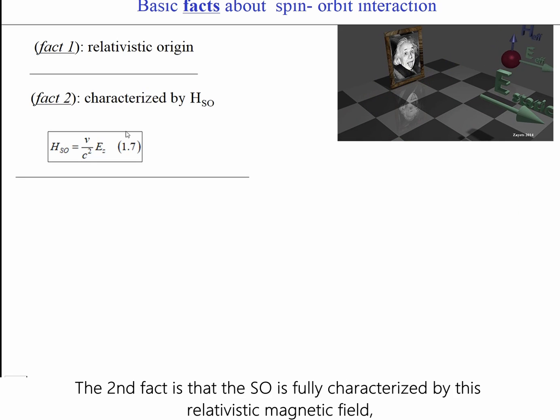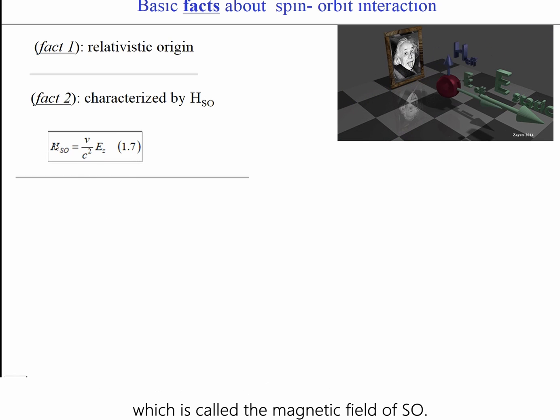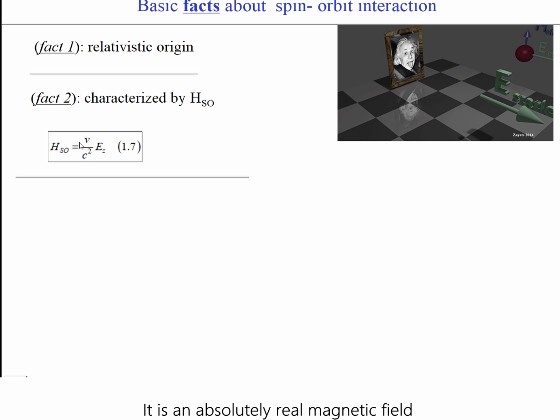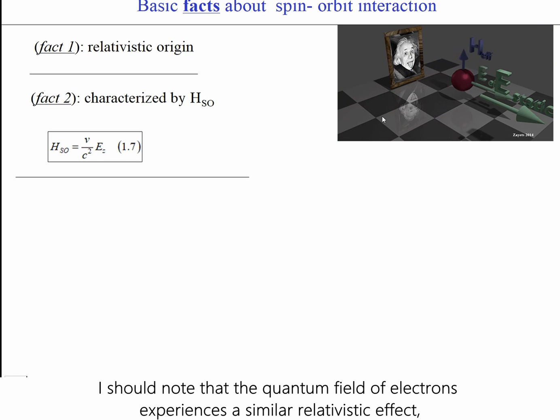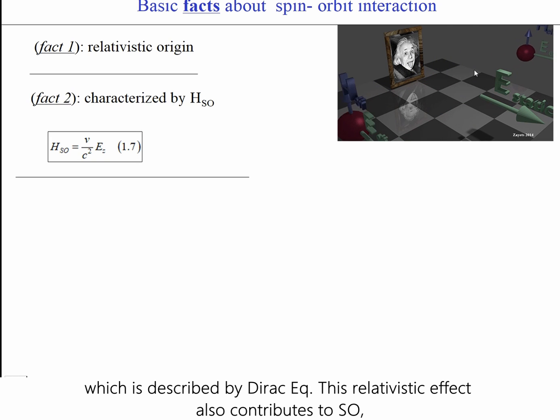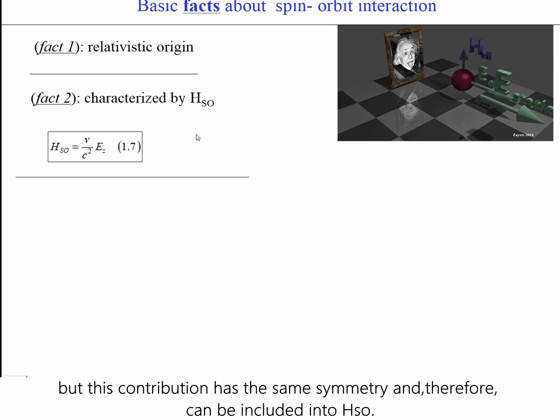The second fact is that spin-orbit interaction is fully characterized by the relativistic magnetic field, which is called magnetic field of spin-orbit interaction. It's an absolutely real magnetic field and is indistinguishable from magnetic field of any other source. I should note that quantum field of electron experiences a similar relativistic effect, which is described by Dirac equations. This relativistic effect also contributes to spin-orbit interaction, but this contribution has the same symmetry and therefore can be included into magnetic field of spin-orbit interaction.